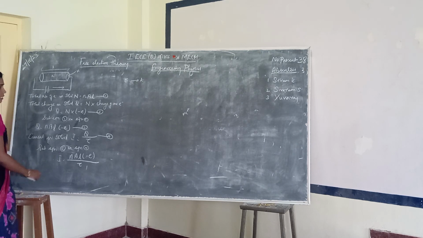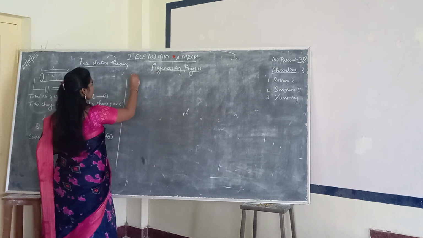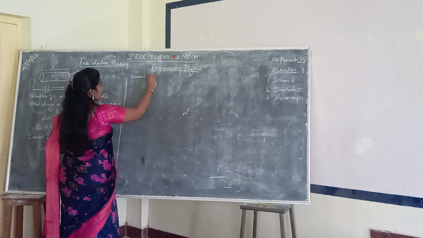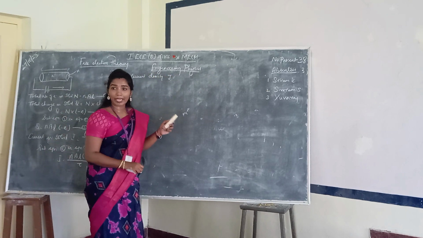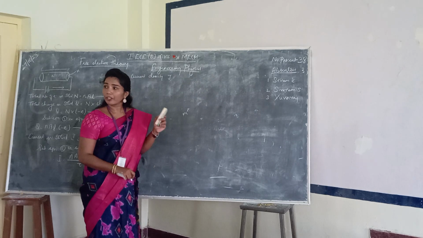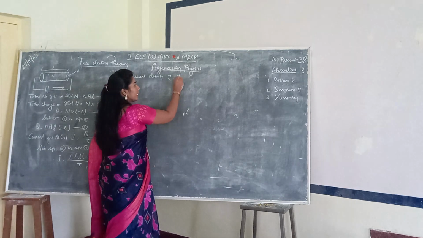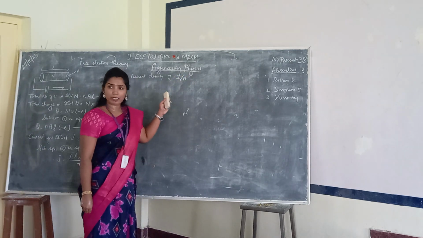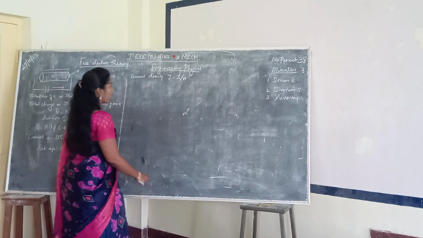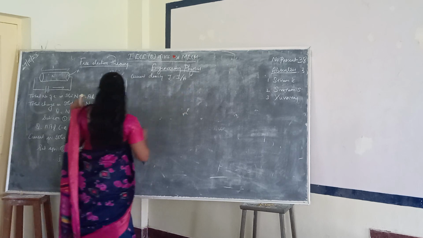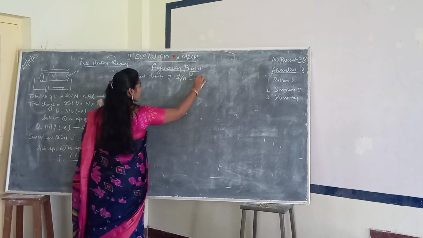So the current density is represented by J, which is equal to the amount of current passing through the material per unit area. Per unit area is called the current density. J is equal to I divided by A. You have studied this in plus 2. So this is the fifth equation, and this one is the sixth equation.